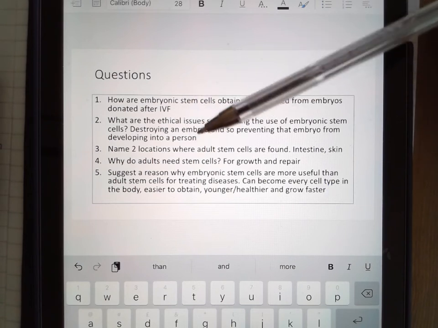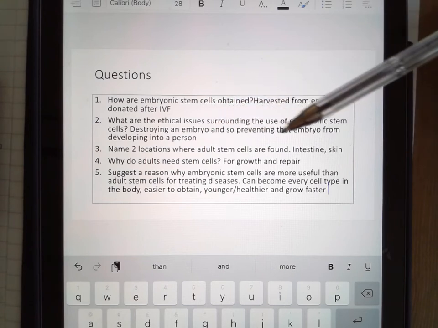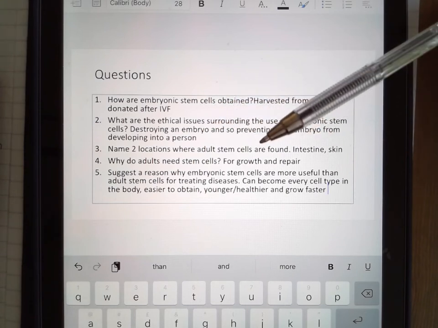Ethical issues: you are destroying an embryo. And if you're destroying an embryo, you are preventing that embryo from ever developing into a person.